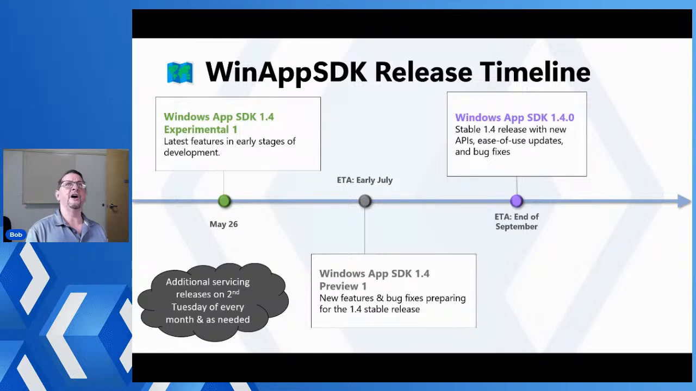The release of 1.4 stable, we currently have slated for the end of September. So we're looking to have that in, and we will continue to go through and have our servicing releases on Patch Tuesday, the second Tuesday of each month for 1.3 and for now 1.2 as well, although the 1.2 bar is a higher bar.